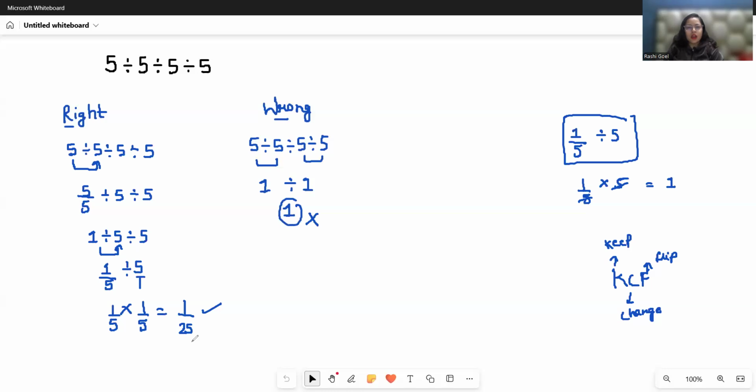So what is the correct answer? 1 by 25. I hope it's clear and you find it useful.